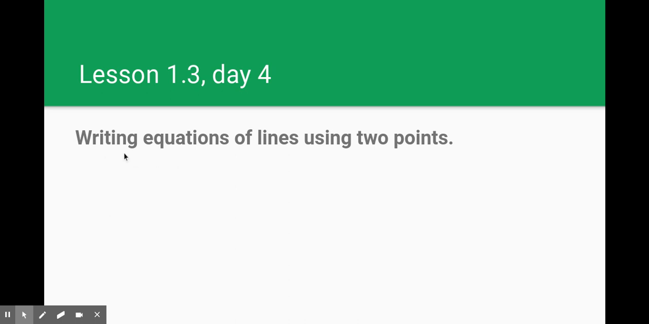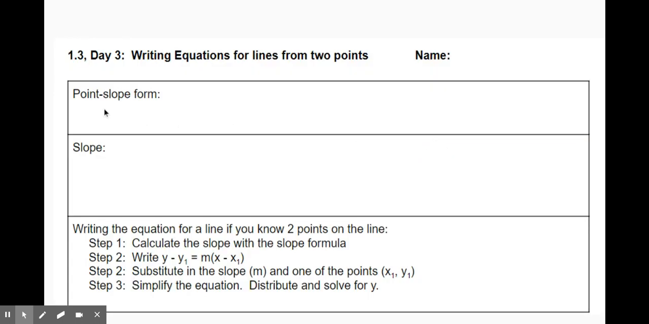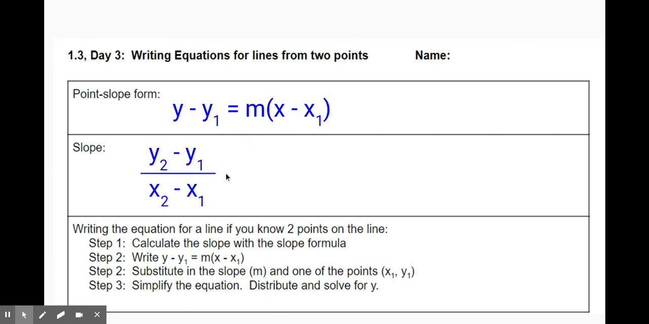Today we're going to continue writing equations of lines, but this time using 2 points. Point slope form from before, we had y minus the y value of the point equals m times x minus the x value of the point. This time they're not going to give you that slope. So if you have 2 points, we're going to use the slope formula.